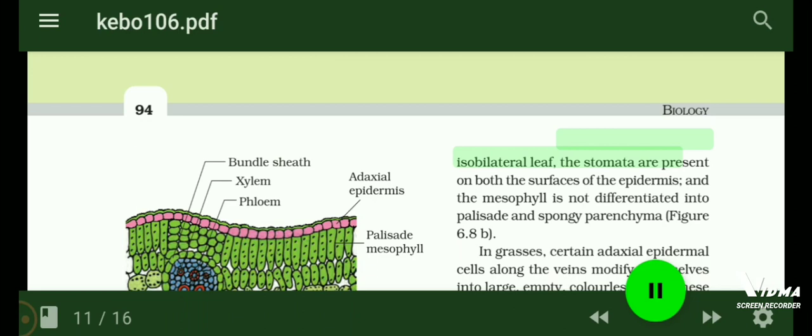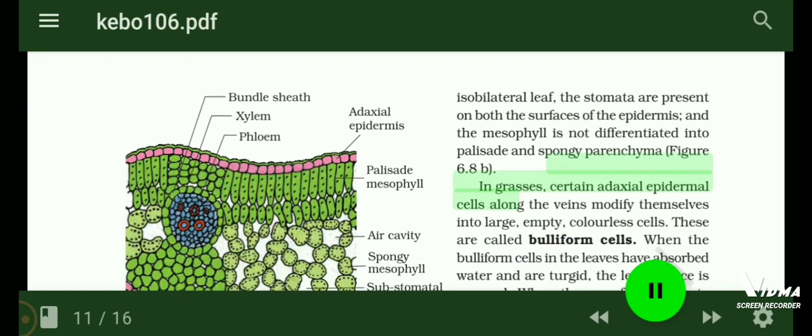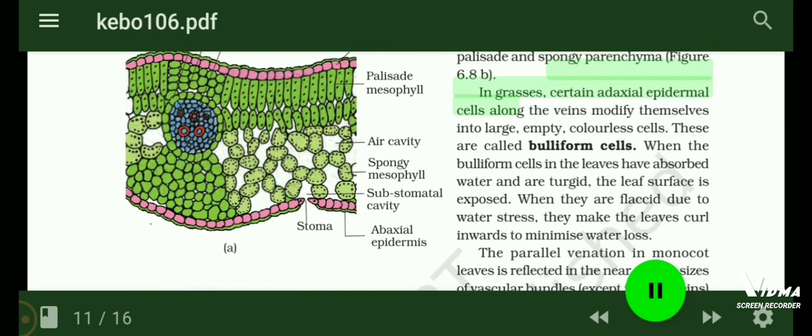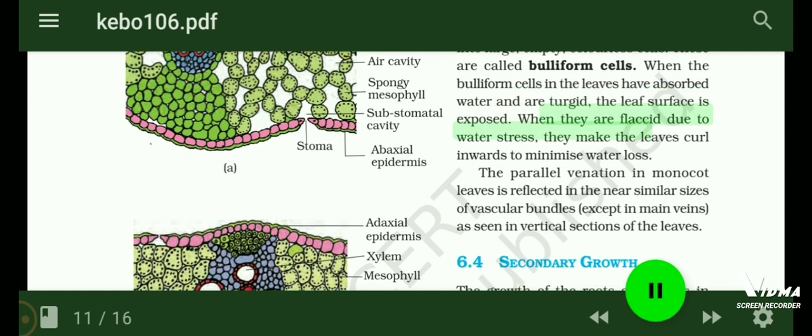On both the surfaces of the epidermis. And the mesophyll is not differentiated into palisade and spongy parenchyma. Figure 6.8b. In grasses, certain adaxial epidermal cells along the veins modify themselves into large, empty, colorless cells. These are called bulliform cells. When the bulliform cells in the leaves have absorbed water and are turgid, the leaf surface is exposed. When they are flaccid due to water stress, they make the leaves curl inwards to minimize water loss.